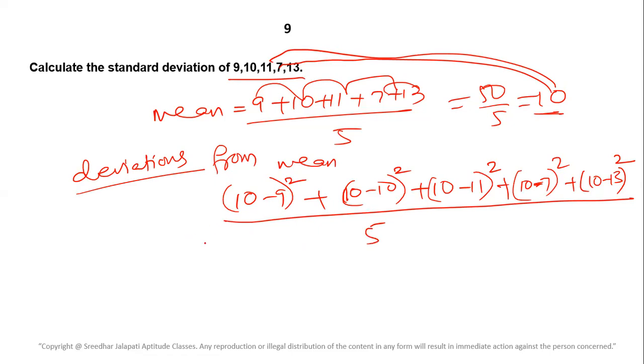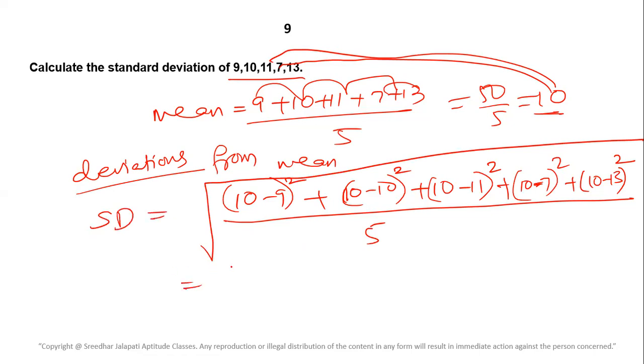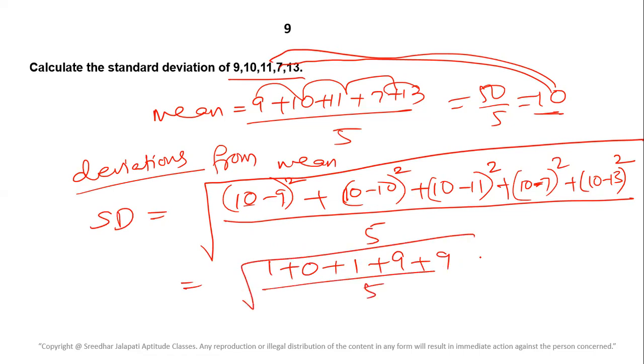And this is actually the variance. Under root of this is the standard deviation, right? So this is 10 minus 9, 1 square 1, plus 10 minus 10, 0 square 0, plus 10 minus 11, 1 square 1, and 10 minus 7, 3 square 9, and 10 minus 13, 3 square 9 by total 5. So this is under root 20 by 5, which is root 4, which is nothing but 2. So standard deviation of this data is 2.